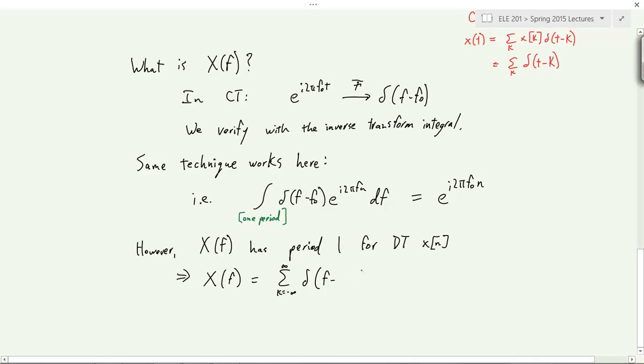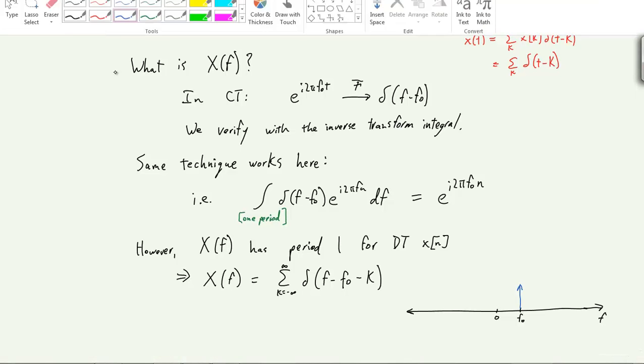Oh, sorry. So we take the above, and we also do a periodic extension here. Okay. So now, if that's confused you, just draw a graph, and it will become very clear. So what we're saying is, here's 0, here's f naught. What we're saying is that in continuous time, if you have a complex exponential, the frequency domain is just a delta function there, right? Now, in discrete time, it has to be periodic. And all we're claiming is it's the periodic extension of this with period 1.